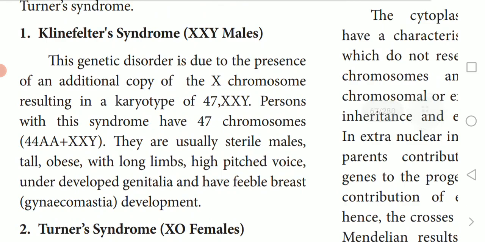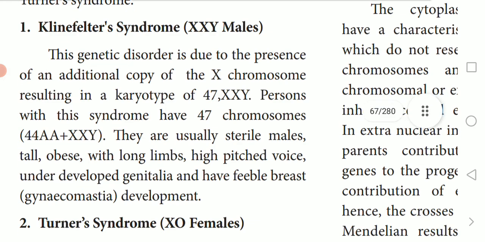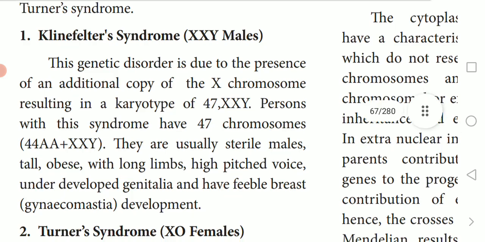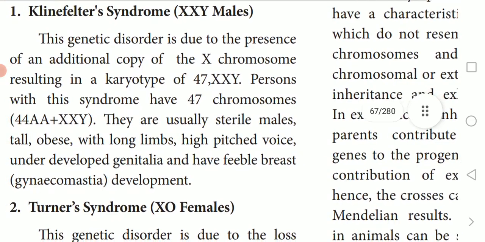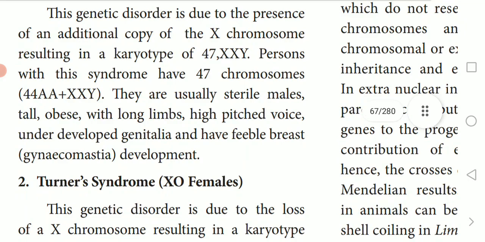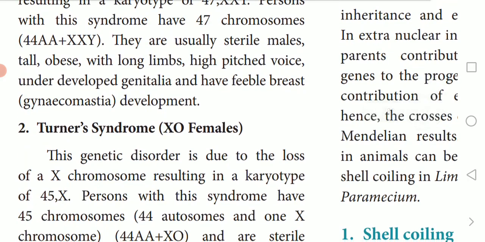They are usually sterile males. They cannot produce young ones. They are tall, obese, with long limbs and a high pitched voice, underdeveloped genitalia, and feeble breast development. All these are the symptoms you can go through. Underdeveloped genitalia means the reproductive organs will not develop properly, and feeble breast means the mammary glands will not grow fully.